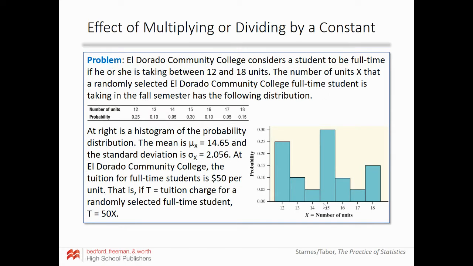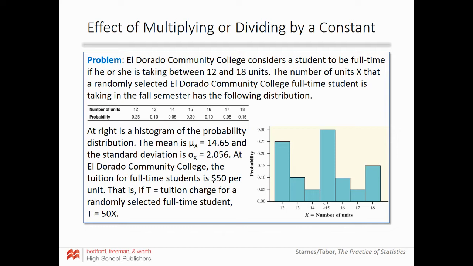So here is an example of the effect of multiplying or dividing by a constant. El Dorado Community College considers a student to be full-time if he or she is taking 12 to 18 units. The number of units X that a randomly selected El Dorado Community College full-time student is taking in the fall semester has the following distribution. At right is the histogram of the probability distribution. The mean is 14.65 and the standard deviation is 2.056.